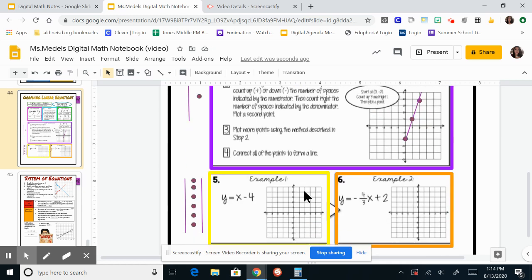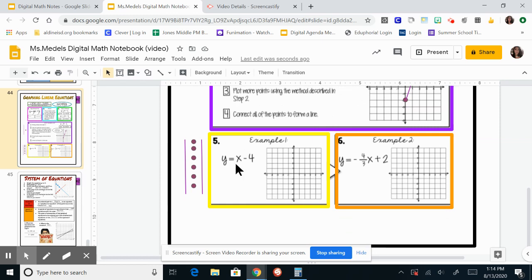Okay, so I have given you some examples here that I want you to work on. Actually, let's do number 5. I'm sorry. So y is equal to x minus 4. Let's start with that y-intercept, which is negative 4 because it says minus. So I'm going to take my dot and go to negative 4.